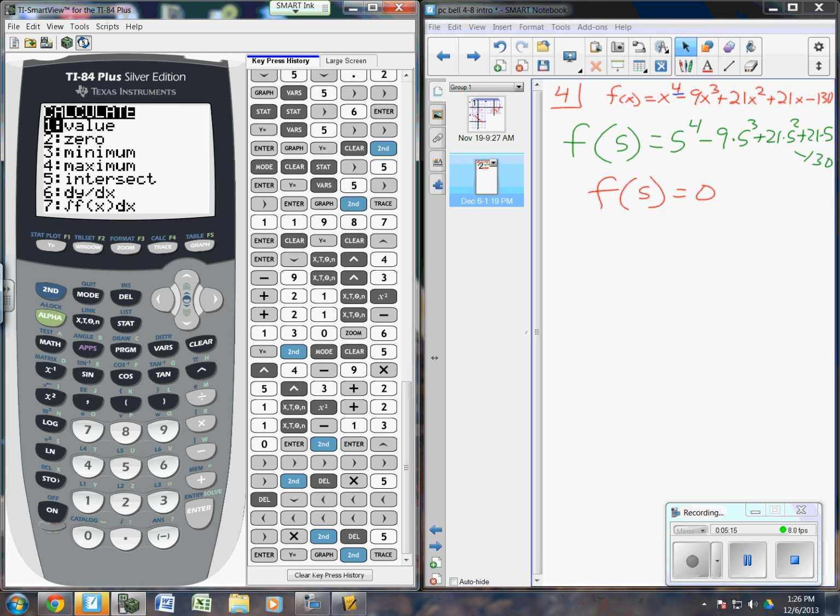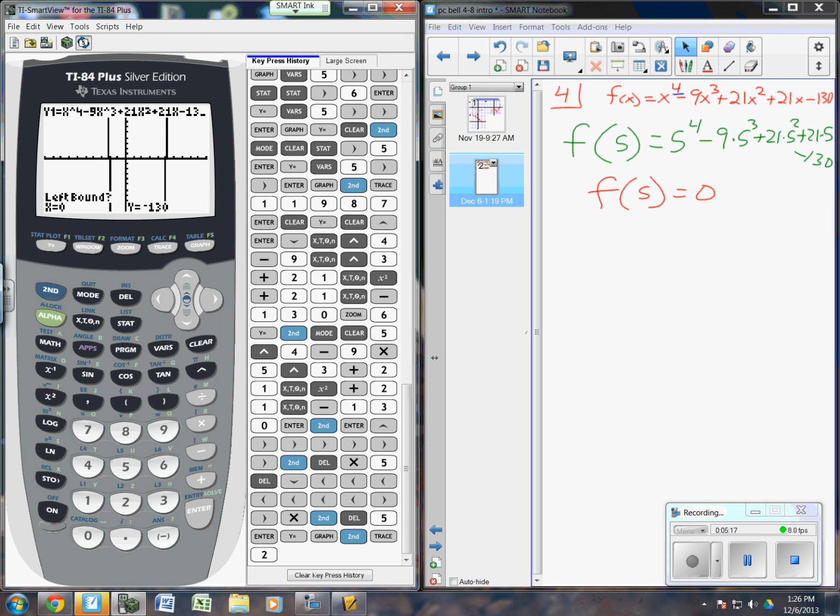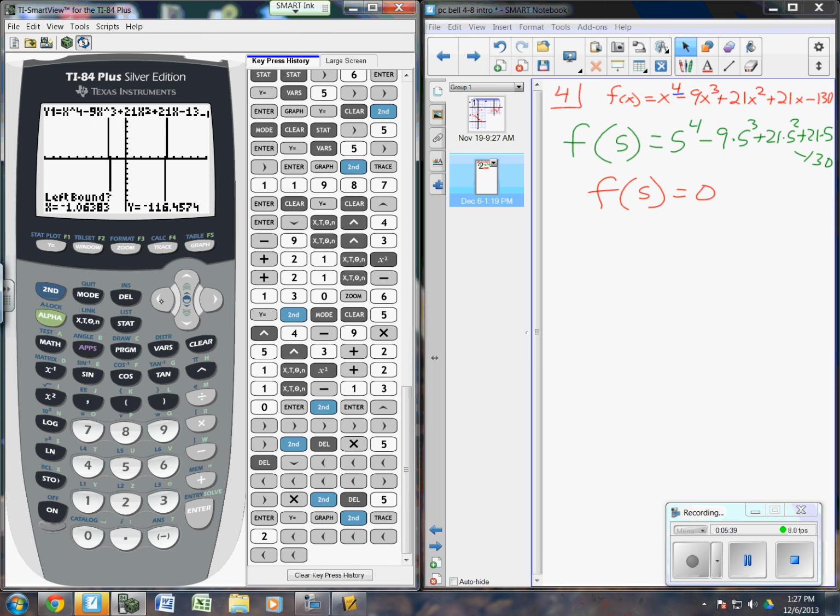So I'm going to go to second trace, go to zero, and right now my cursor is at 0, negative 130. You can see that by the numbers right there. We just did 5, so I'm going to find the one over here on the left, the negative 2. So I'm going to hit the left arrow key, and I notice as I do this that my y value is at negative 134, now negative 132, now negative 126. It should start jumping really quickly: negative 101, negative 80, negative 52, negative 16.